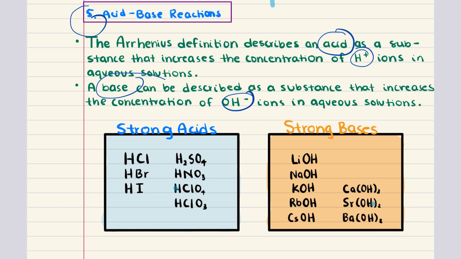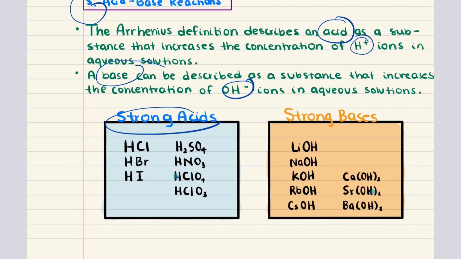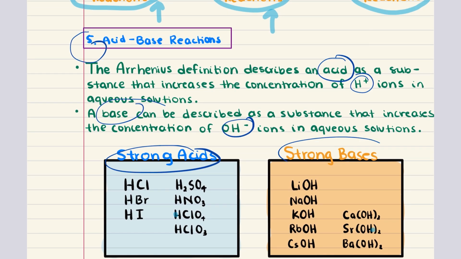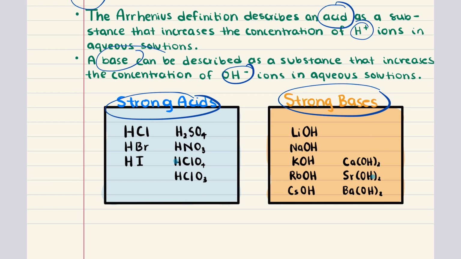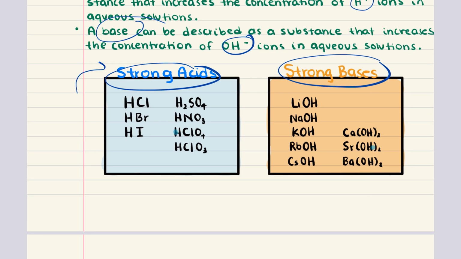There are 7 strong acids and 8 strong bases that we need to commit to memory. Let's go over these lists, starting off with strong acids. The list of strong acids is hydrochloric acid, hydrobromic acid, hydroiodic acid, sulfuric acid, nitric acid, perchloric acid, and chloric acid. These are the 7 strong acids that you should commit to memory.